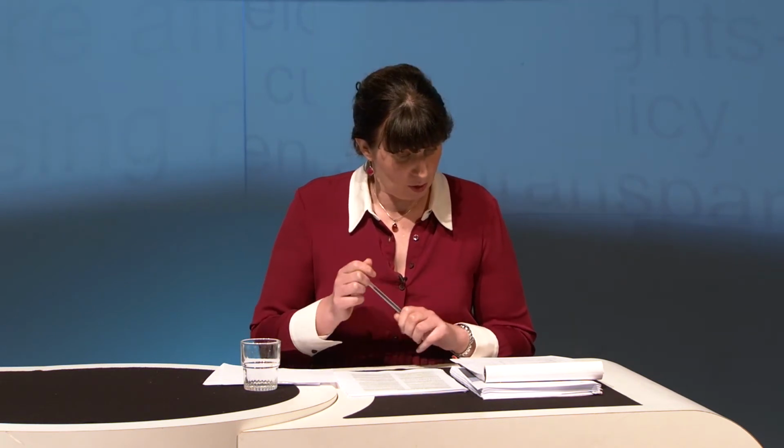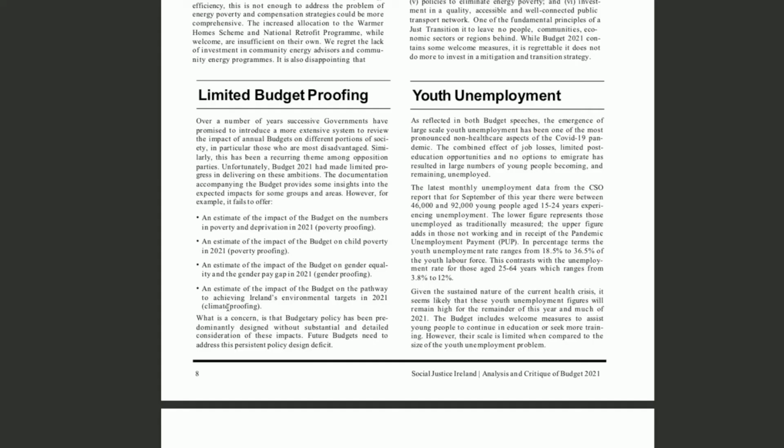Then also looking on page 8, looking at the budget proofing element. While we do welcome the publication of the Wellbeing Indicators paper with the budget and the commitment by Minister McGrath to look at a wellbeing budget framework, one of the key components of a wellbeing framework, we would argue, should be poverty proofing, gender proofing and climate proofing. Yet Budget 2021 made very limited progress in these areas.